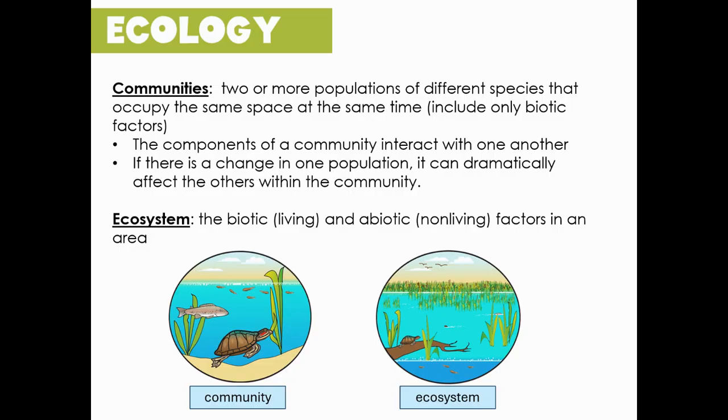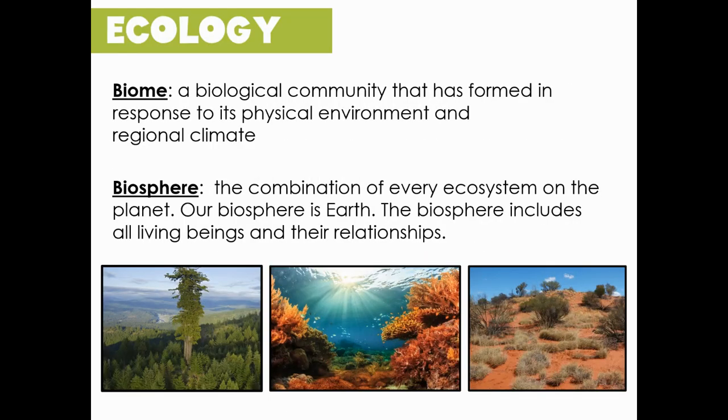If we add in the abiotic factors, then we have what's called an ecosystem. So the biotic, living, and the abiotic, which are the non-living factors in an area, make up an ecosystem. We also have biomes. Now, it's not important to know specific biomes and have those memorized, but you do need to know that a biome is a biological community that's formed in response to its physical environment and its regional climate. And then we have the biosphere, the combination of every ecosystem on the planet.